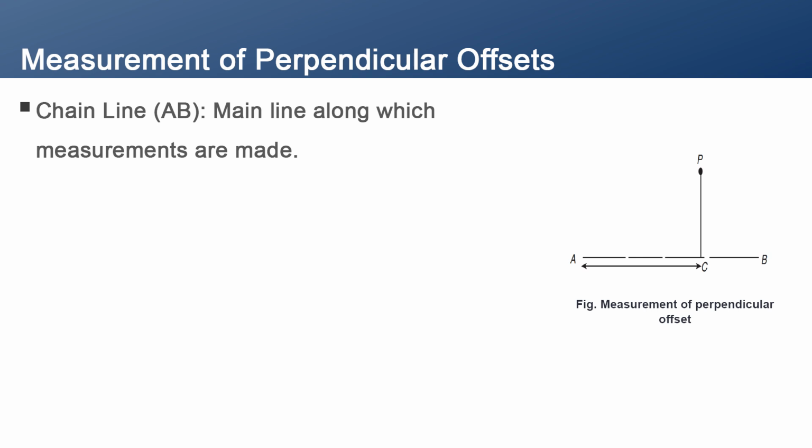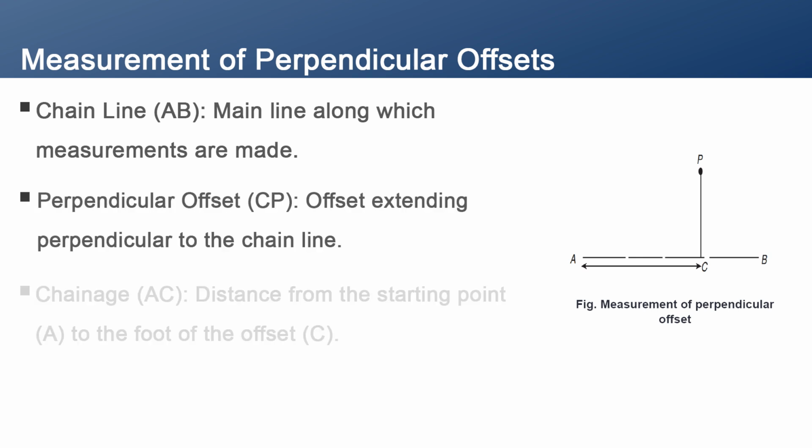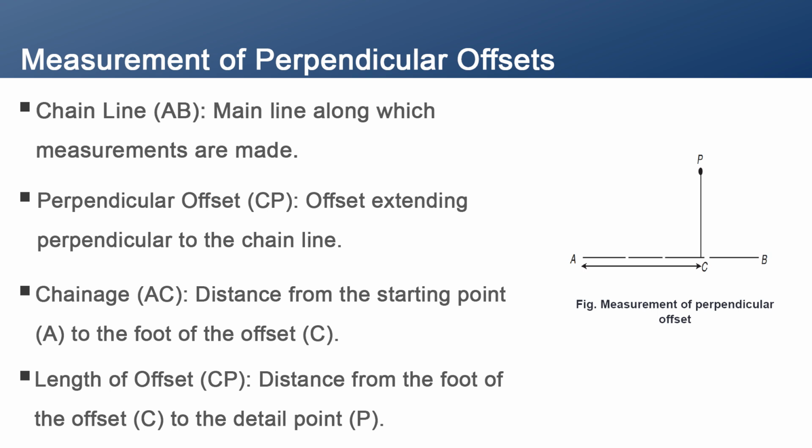Now, picture this with me. In our diagram, AB is your chain line and CP is a perpendicular offset to the left. The distance AC is what we call the chainage of the offset and CP is the length of the offset.